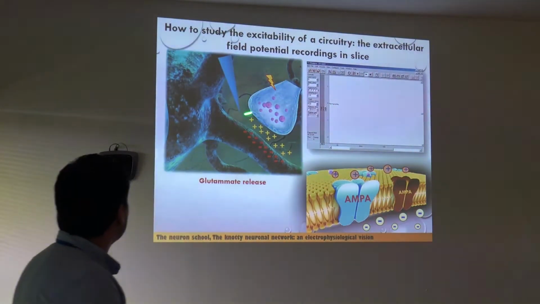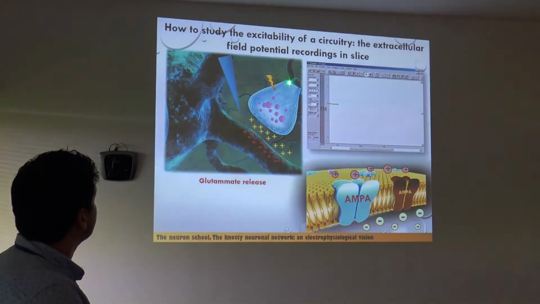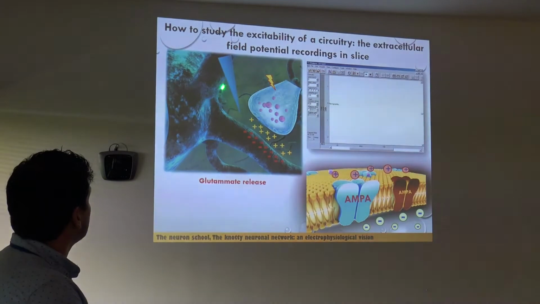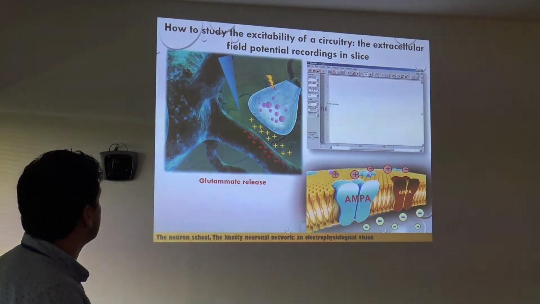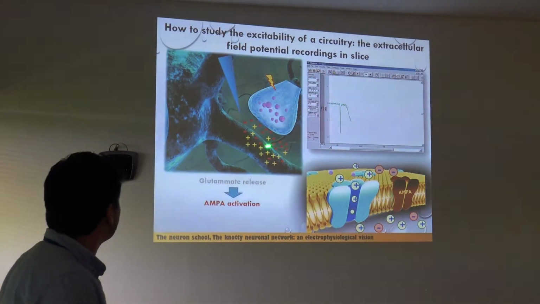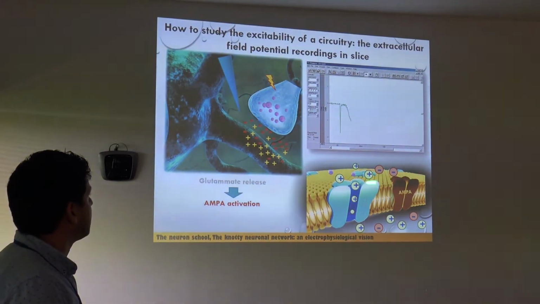As you can see, there is the stimulating electrode. We can stimulate the glutamatergic afferents from the CA3, there is the CA1 neuron, and outside we have the recording electrode. You put the recording electrode outside the neuron and not inside like in a patch clamp recording, okay? So when you stimulate, you have the release of glutamate, okay? Glutamate can act at postsynaptic level, activating the AMPA receptors, like here.